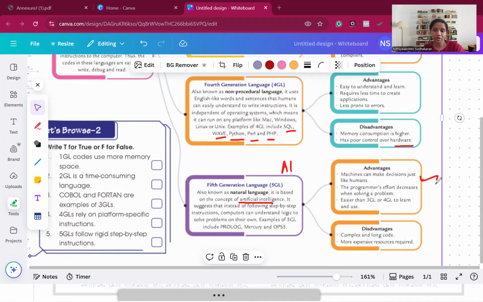So machines are going to dominate the humans. Like we have seen in many robot movies, robots taking over the humans. That is what the AIs are going to do. And it's easier to learn than the third generation and fourth generation. And it has some disadvantages, like you have to code a lot, and it's also expensive. All these resources are very expensive. This is about all the three generation languages, third, fourth, and fifth.